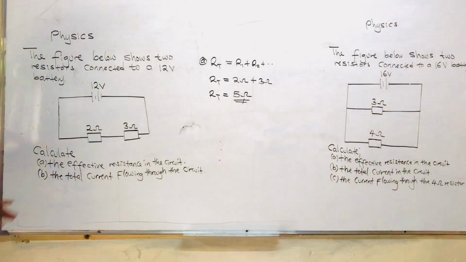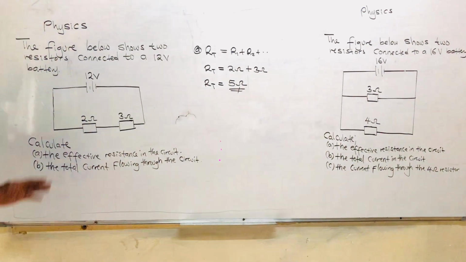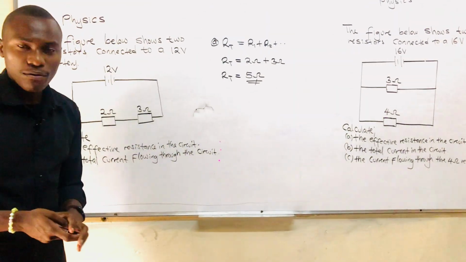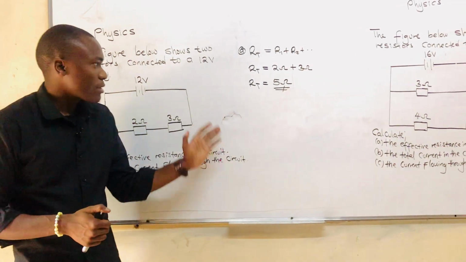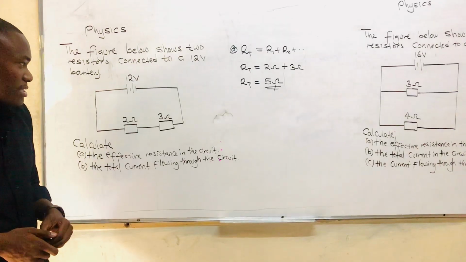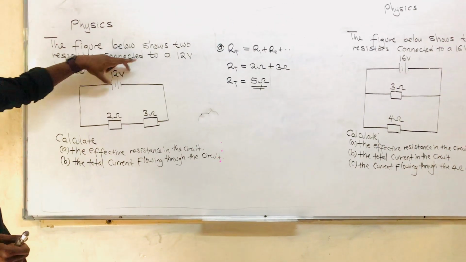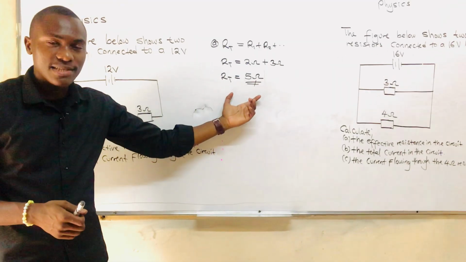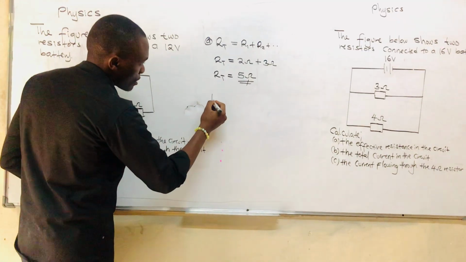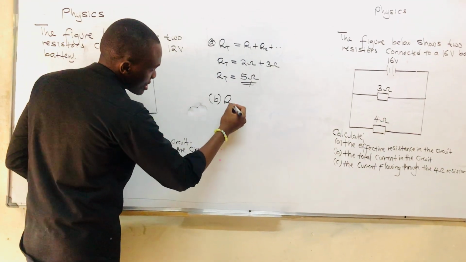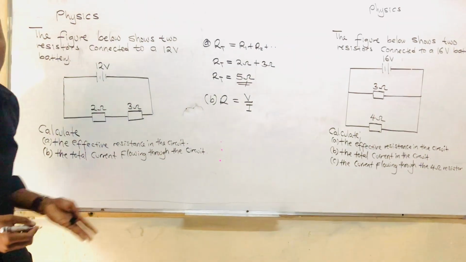Question B, we are saying calculate the total current flowing through the circuit. How do we get the total current flowing through the circuit? So from the formulas that I gave you, which one would be best to use here? Now look at this. We have the total voltage in the circuit. We also have the total resistance in the circuit. So remember from Ohm's law where we said that resistance is equal to voltage over current. Okay, we had that formula.